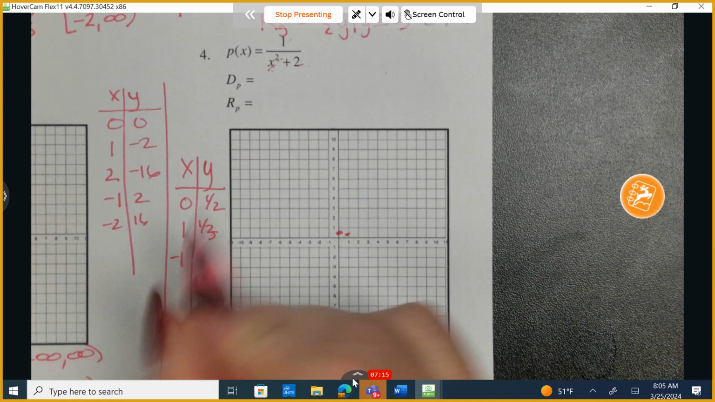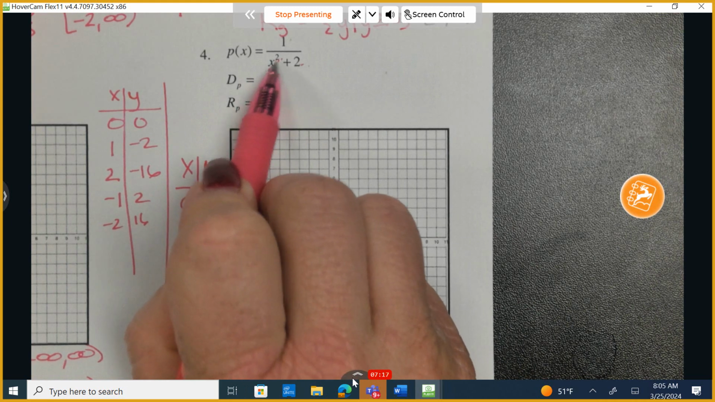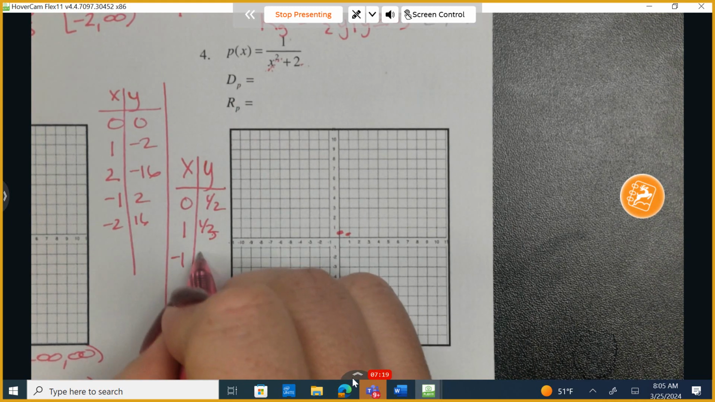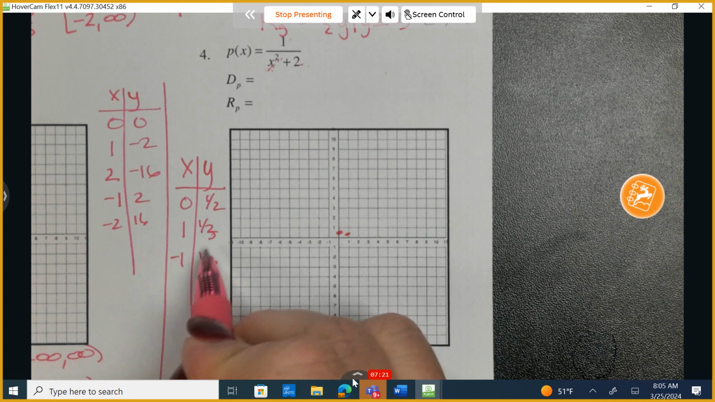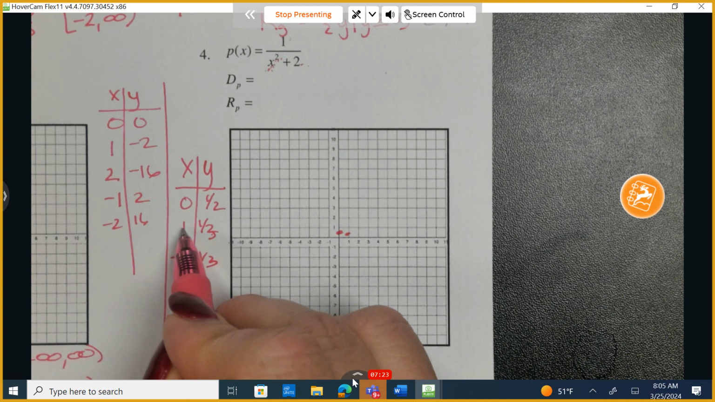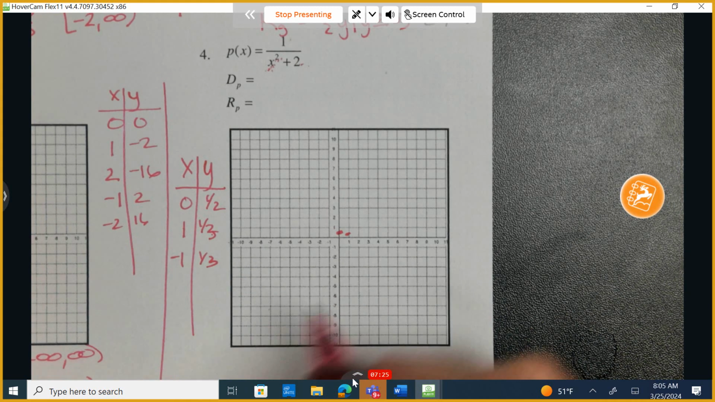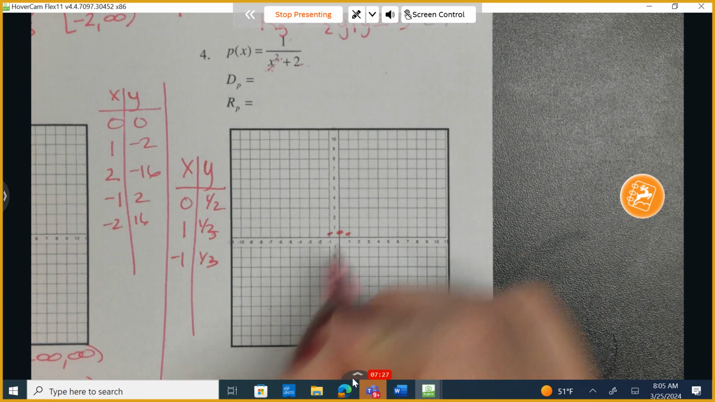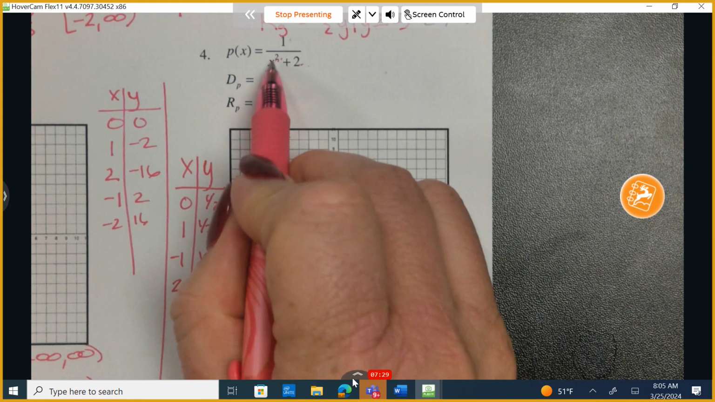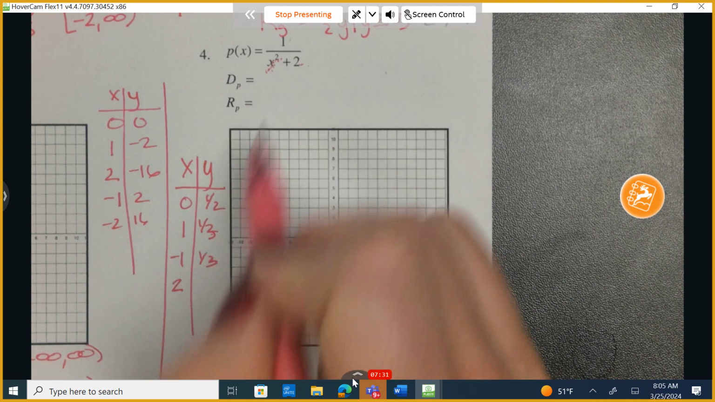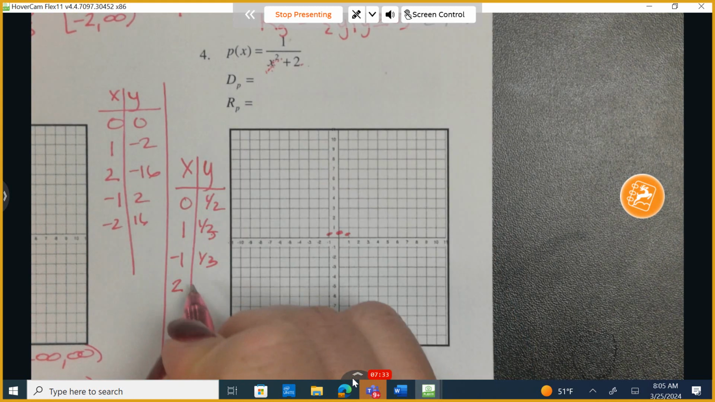And watch, if we do negative 1, we get the same result, because negative 1 squared is 1 and 1 plus 2 is 3. So I can see that these 2 results will be the same even if we have a positive and negative of the same number. So 1/3 here, 1/3 here. Let's try 2. 2 squared is 4. 4 plus 2 is 6.